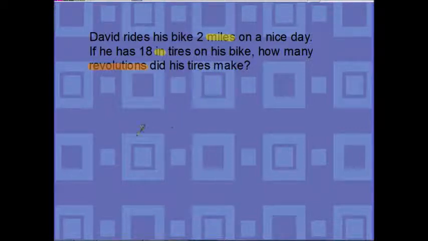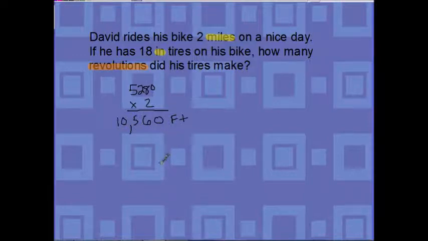So here's what I'm going to end up doing here. First thing that I want to do is I want to try and convert my miles into inches. Now, how many feet are in a mile? It's 5,280 feet in each mile. So here we go. Multiply out 5,280 by 2, and that's 10,560 feet. Now, we can either convert 18 inches into feet, or we can convert 10,560 feet into inches.